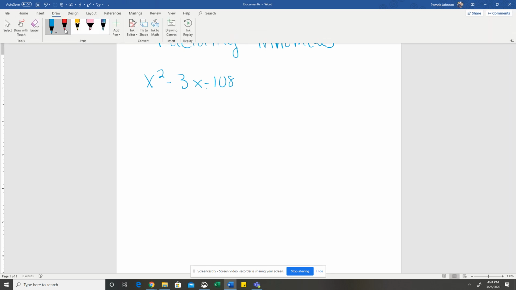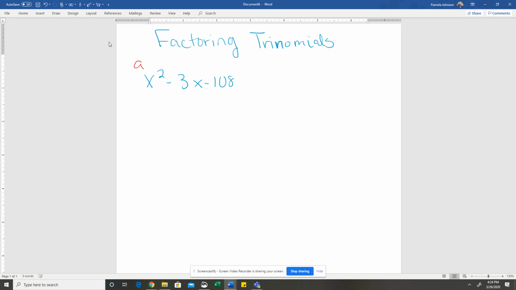Now, as I said, this is a review of the AC method, so if we remember, a is going to be the coefficient on our x squared. B is going to be the coefficient on our x, and C is going to be our constant. Okay, and whatever the sign is with those numbers, that's the sign that goes with those numbers as we do this.